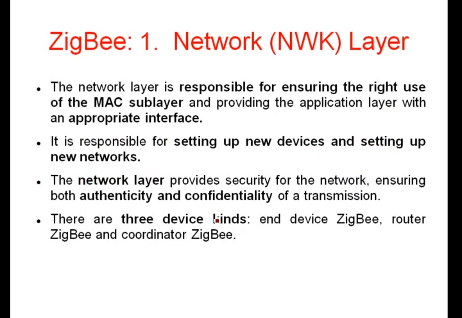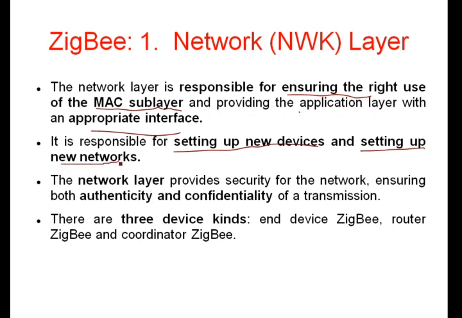Network layer has been asked separately: explain the network layer of Zigbee. The network layer is responsible for ensuring right use of the MAC sub layer. That is, it is built on the MAC layer, so right use of MAC is its responsibility. And it also has to provide the appropriate interface to the application. Its main function is setting up new devices and setting up new networks.